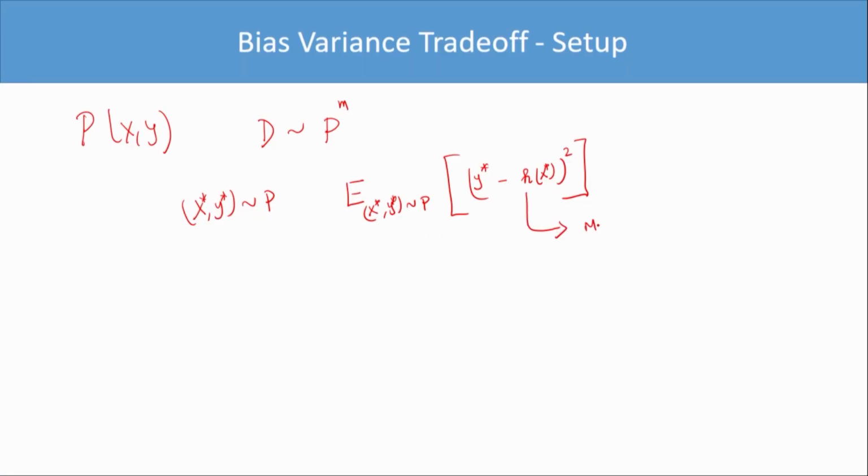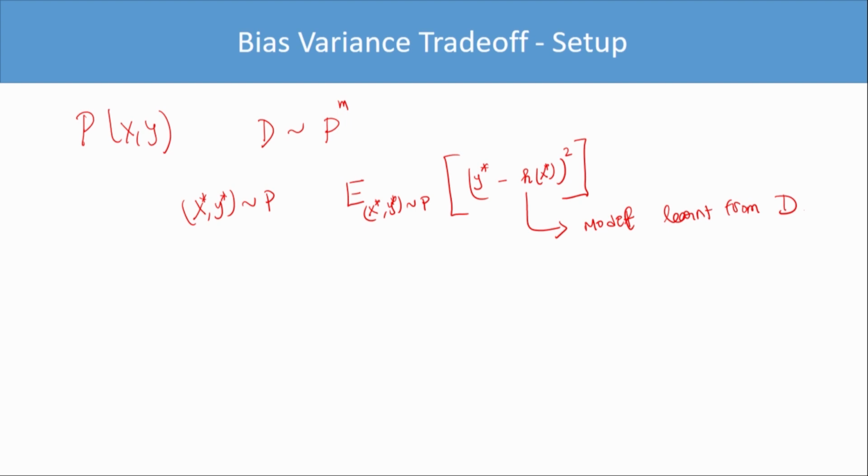So on an average, if I draw a point x star, y star from the same distribution which generated the training data, what is the mean squared error? What is the squared error between y star and the prediction h of x star? So this h, how was this h learned? This h model was learnt from where?